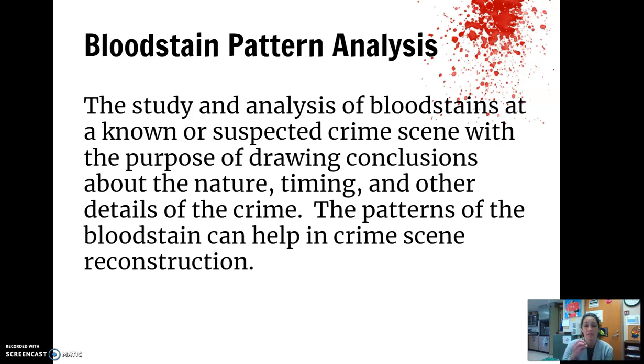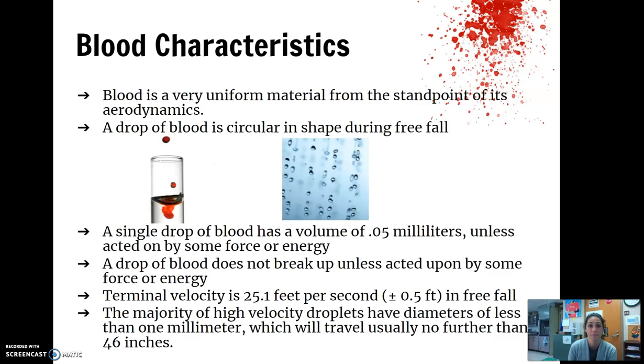They can tell the direction, how fast the blood was going, the angle it was going, like where someone was moving or standing or hit. There's a lot of details they can determine from the blood spatter itself or the pattern or the pool of blood. So some characteristics of blood to note.